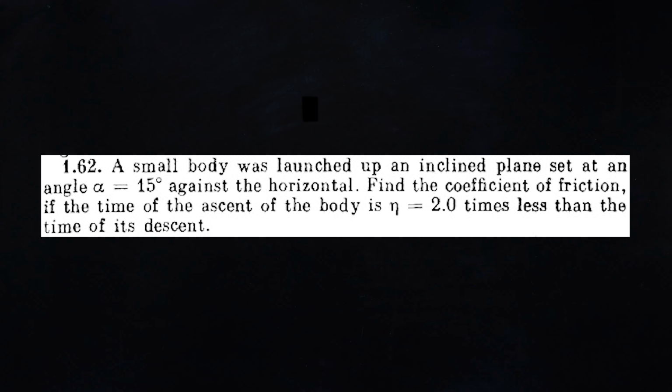1.62, a small body was launched up an inclined plane set at an angle alpha against the horizontal. Find the coefficient of friction if the time of ascent of the body is nu times less than the time of its descent.